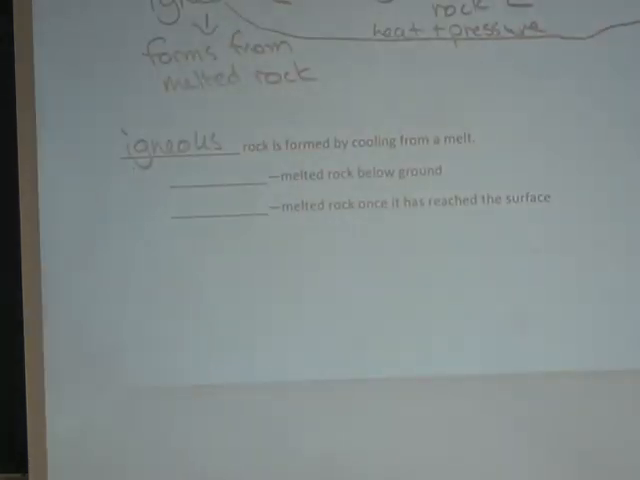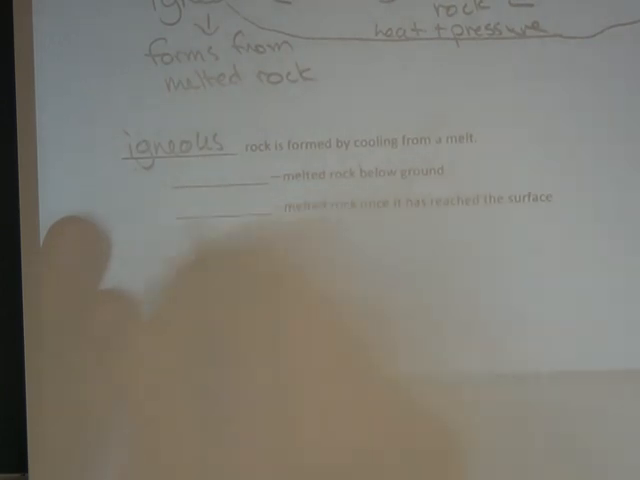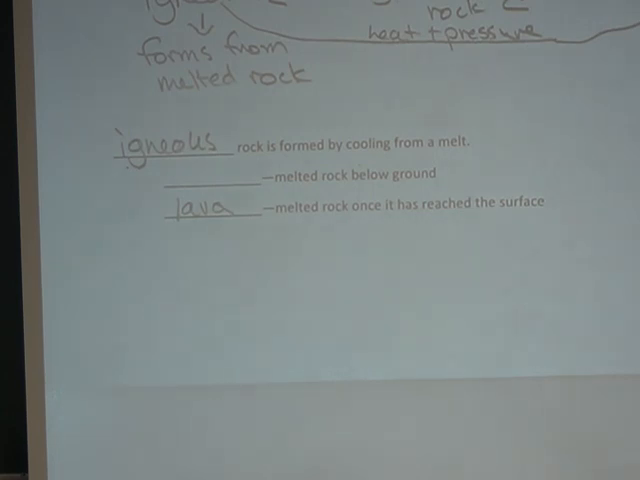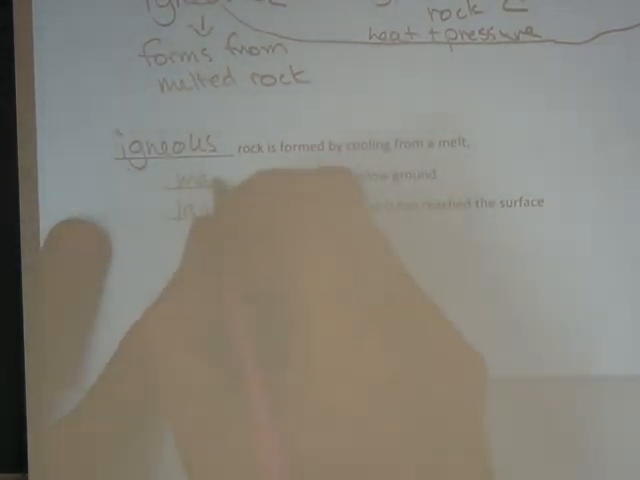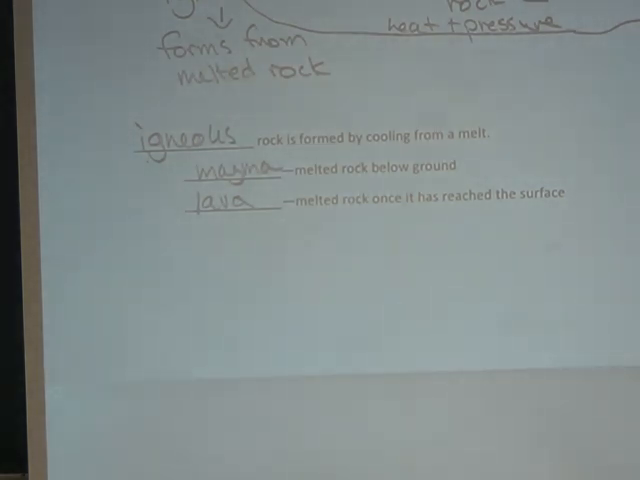Now, igneous melted rock can be above ground or below ground. Does anyone know what the names of those melted rocks are? Magma and lava. Which one's magma, which one's lava? Lava is above. That's the thing that comes out of a volcano and runs over the surface. And magma is the one underneath it. I think we're going to manage to get through a brief intro to igneous rocks today.